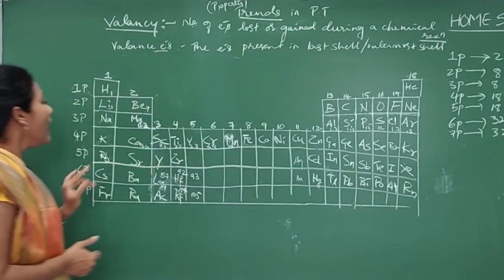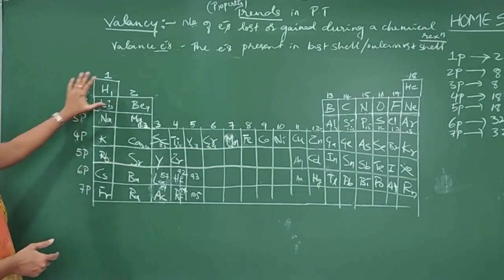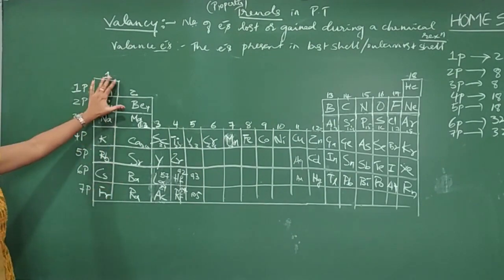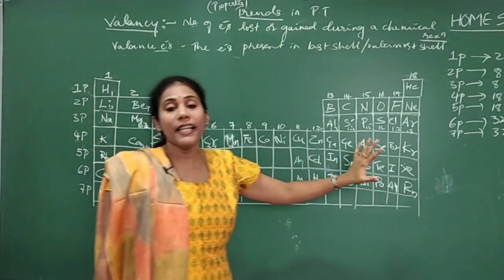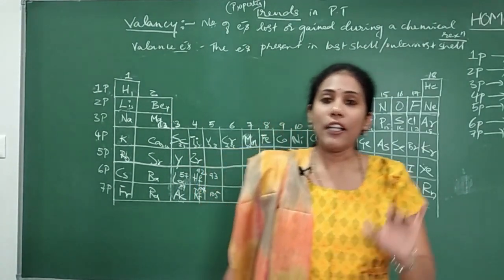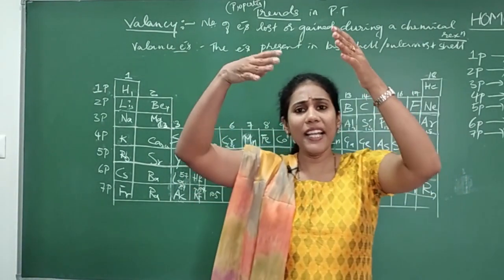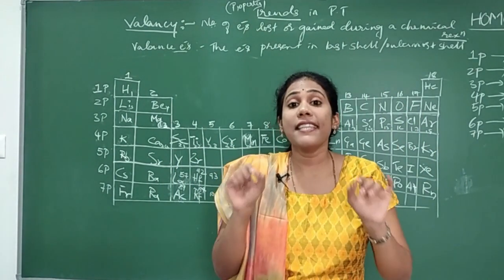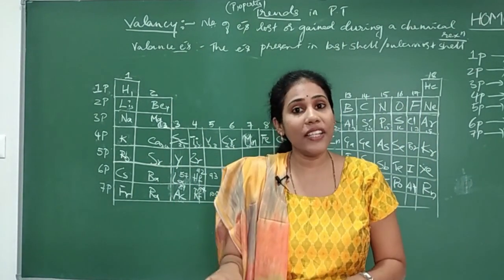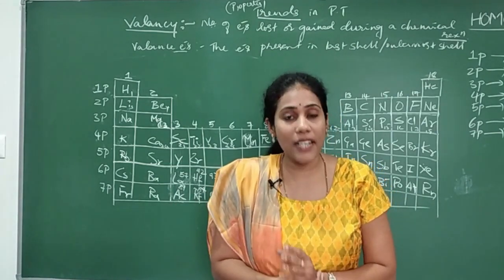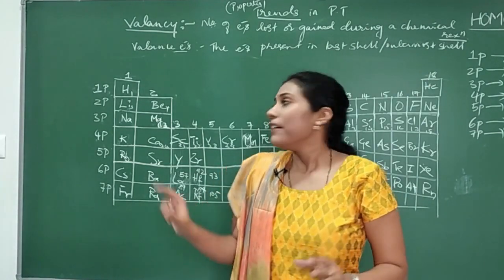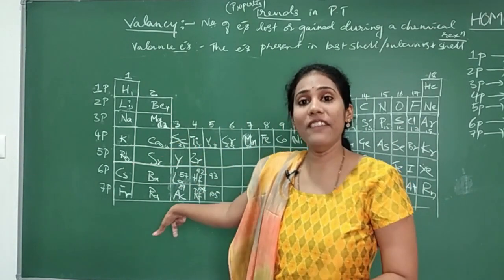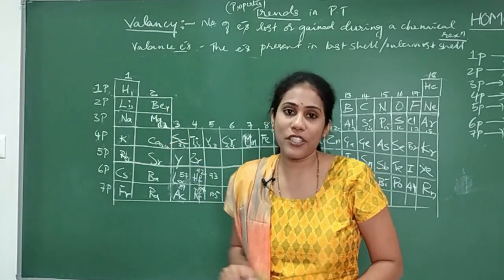Now I am going to tell you the valency and the valence electrons present in every group. In my previous video I already told you that the elements in the same group will have the same valency or the same valence electrons. So now we will discuss what the valency is and how many valence electrons are there in the first group elements.